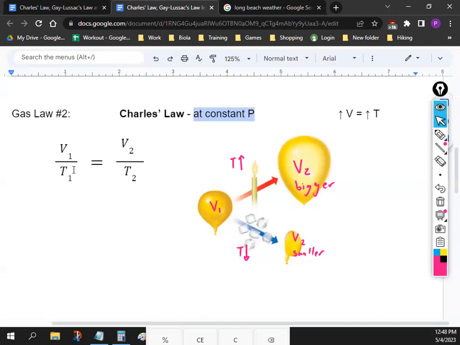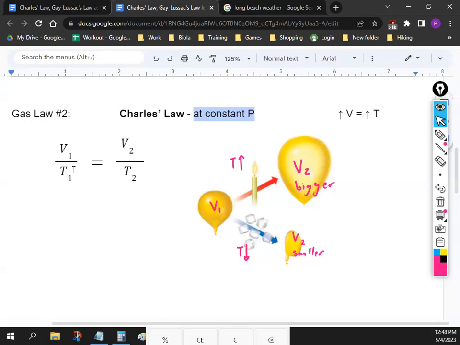There we go. So as you cool down the gas, you guys can see how it crushed, right? Since it crushed, it's smaller now, right? So temperature goes down, volume goes down as well. I don't know what happened to that first one, but that's an example of Charles' law.